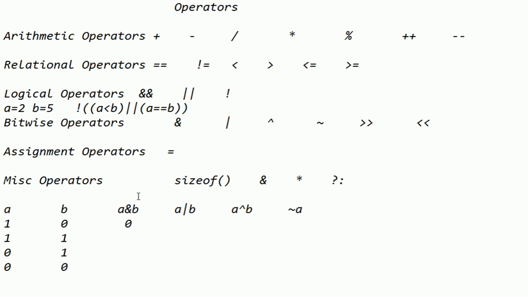Next is the OR operator. So A or B is 1 in this case because A is 1. It's sufficient for an OR operation that any one of the operands is true. So in this case A is 1, so the result of A or B is 1.